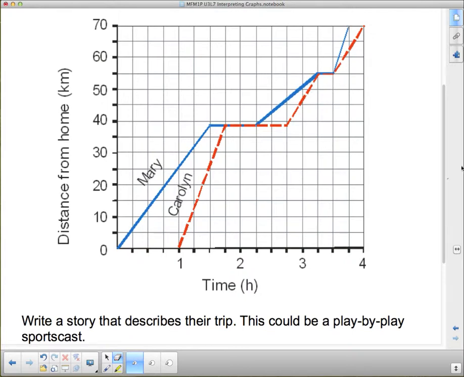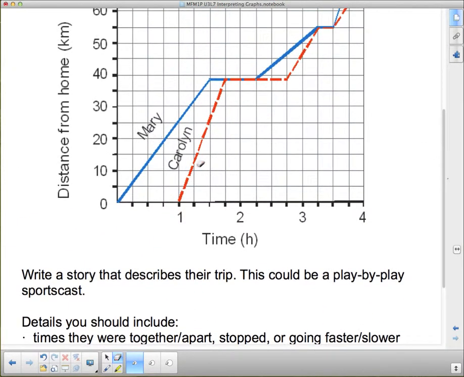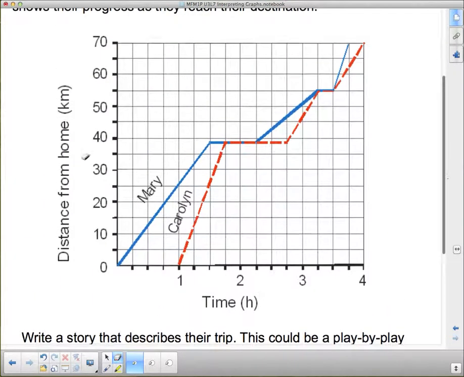Okay, and comparisons and contrasts. So, how does Mary compare to Carolyn at different points during the journey? And why? Give me some details. Okay. Write a creative story and use all of the information in the graph. If I don't have this graph handy, I should be able to read your story and actually redraw this graph. That's what I should be able to do.